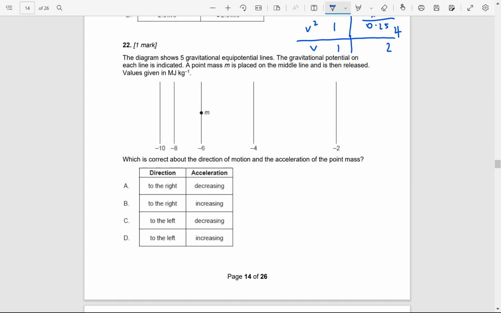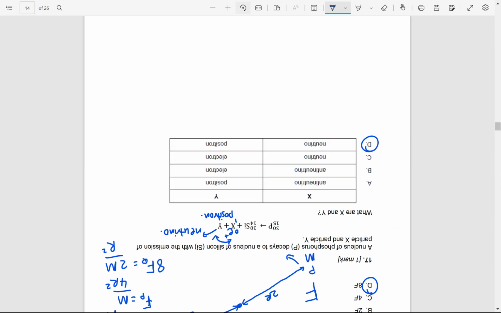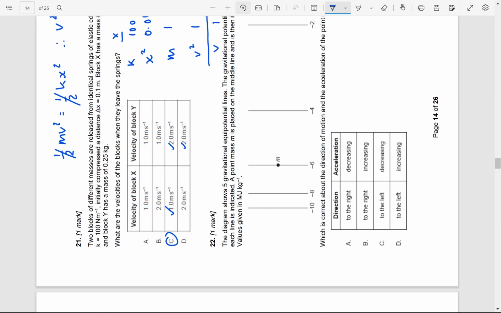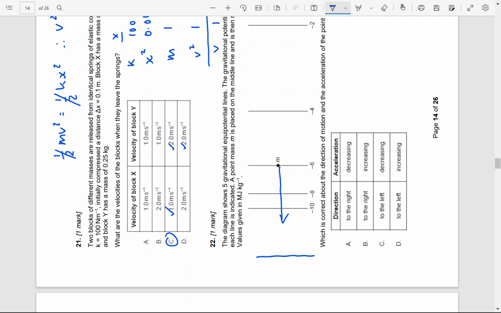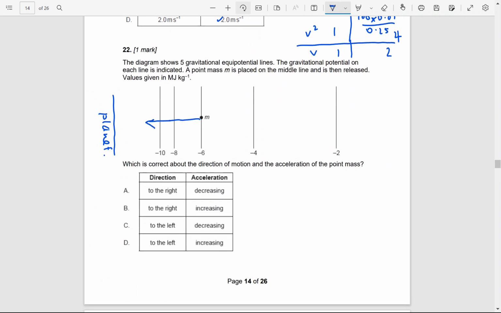Question 22, gravitational equipotential lines. So what we've got is it moving towards the Earth. And in fact, if we were to rotate it like that, it would look a little bit more normal. So we've got a mass that is falling or being attracted to a large mass down here, maybe like a planet. And so we can see it's accelerating down like that. So what is correct about the direction of motion and the acceleration?